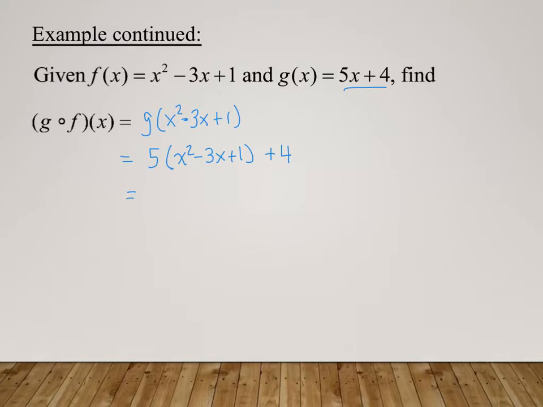So now we distribute, we get 5x squared minus 15x plus 5 plus 4. That 4 is at the end here. And this is equal to 5x squared minus 15x plus 9. So there's our final result.